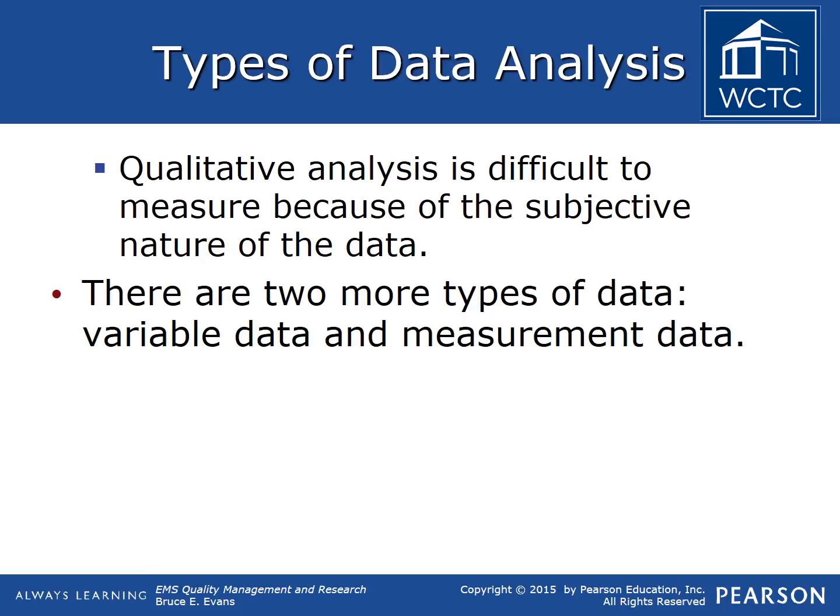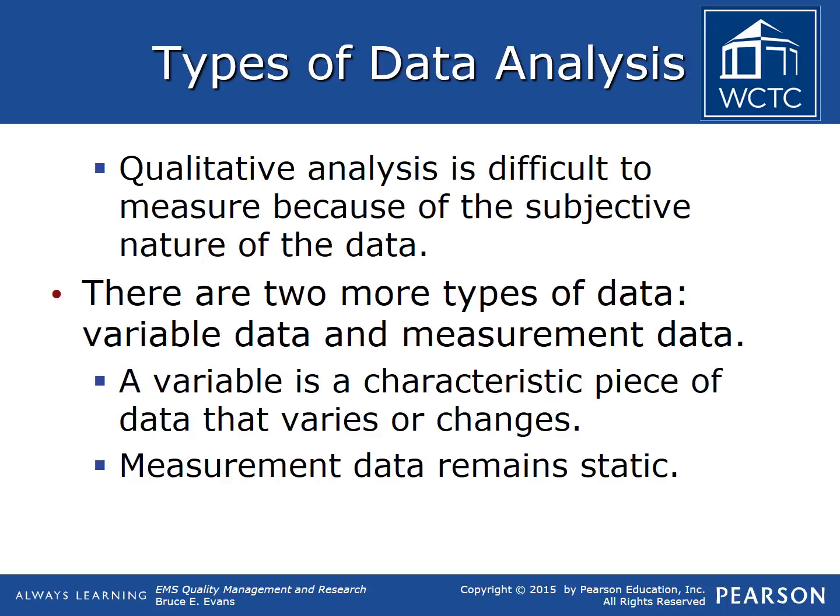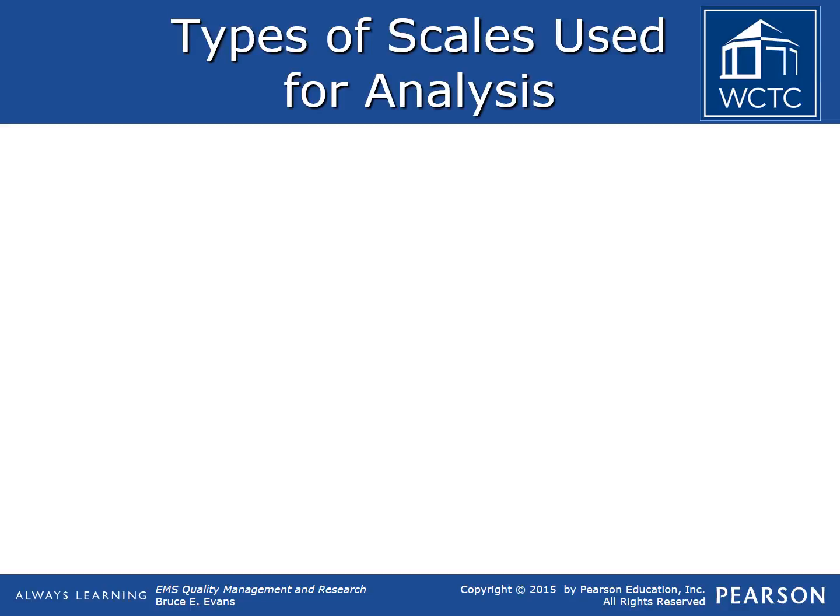Within the realm of both qualitative and quantitative data are the concepts of variable and measurement data. Variable data represents something that varies or changes over time. Measurement data, on the other hand, always remains static. The majority of data collected on patient care reports can be considered variable data as it changes from patient to patient, event to event. When previously discussing qualitative data, pain was used as an example of how such data is difficult to quantify because it is based upon subjective impressions.